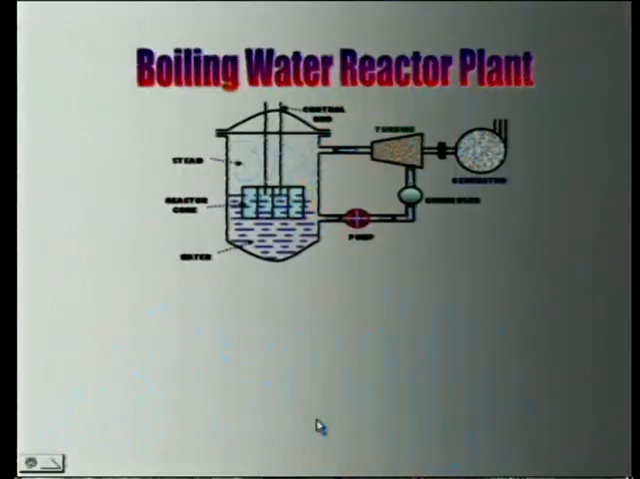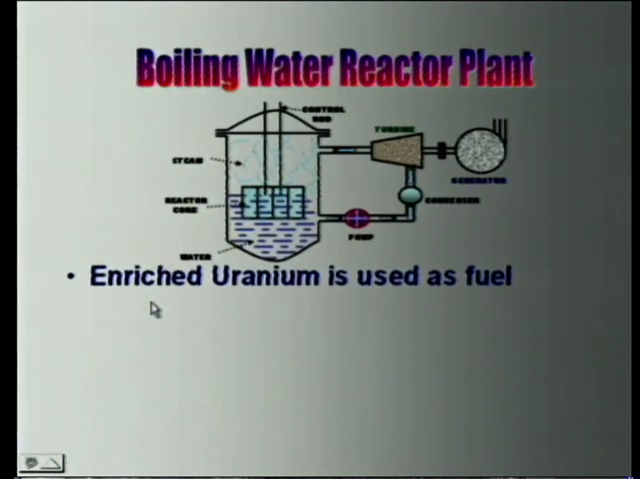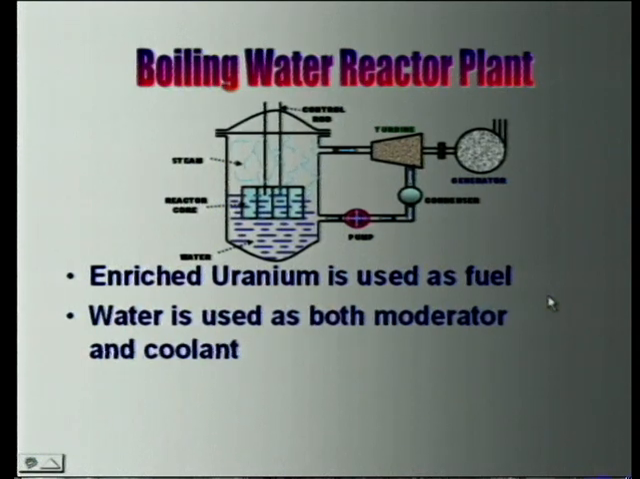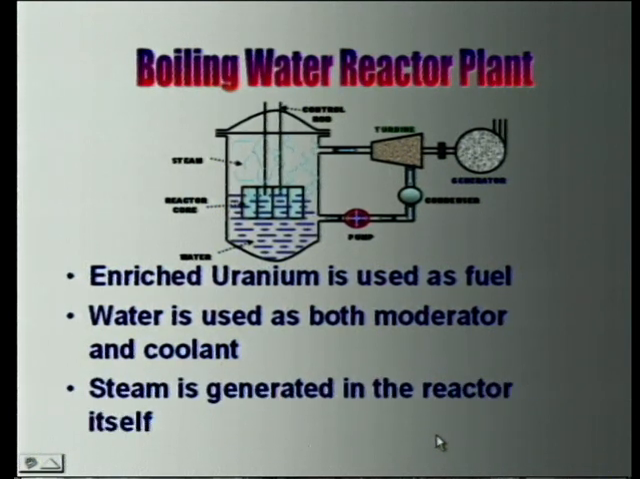Okay. Now, let us talk about the next type of reactor. Or let us look at the points pertaining to boiling water reactor plant. Enriched uranium is used as fuel. Water is used as both moderator as well as coolant. Steam is generated in the reactor itself.